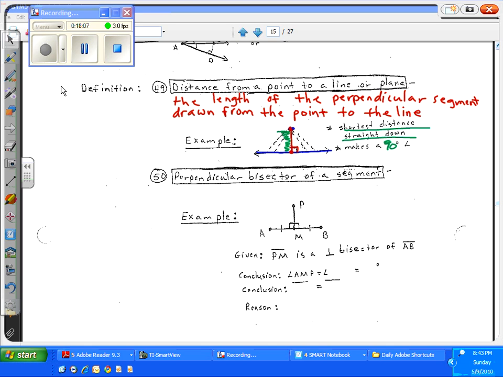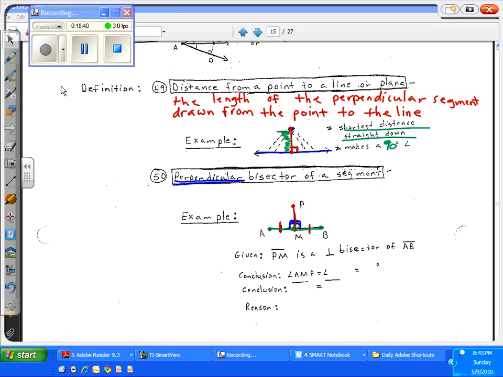The perpendicular bisector of a segment. Now, perpendicular lines are two lines that intersect to form equal, adjacent, 90-degree angles. The bisector of a segment is a line, segment, ray, or plane that intersects a segment at its midpoint. That's the formal definition, but what we're more interested in is what you get out of it. And what you get out of it, besides it hits it at its midpoint, is that you get two equal segments.